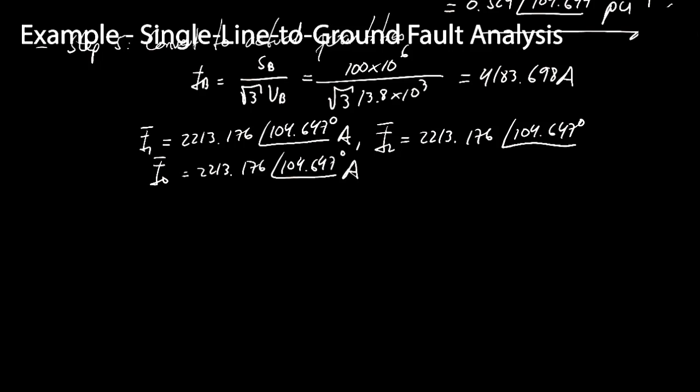Now I mentioned this before in the example where we converted from sequence currents to phase currents. Now that we've done our analysis, the answers are in sequence currents, but of course you might want them in phase components. So step 6 then, let me switch colors, is going to be to convert to phase quantities, if needed, of course.